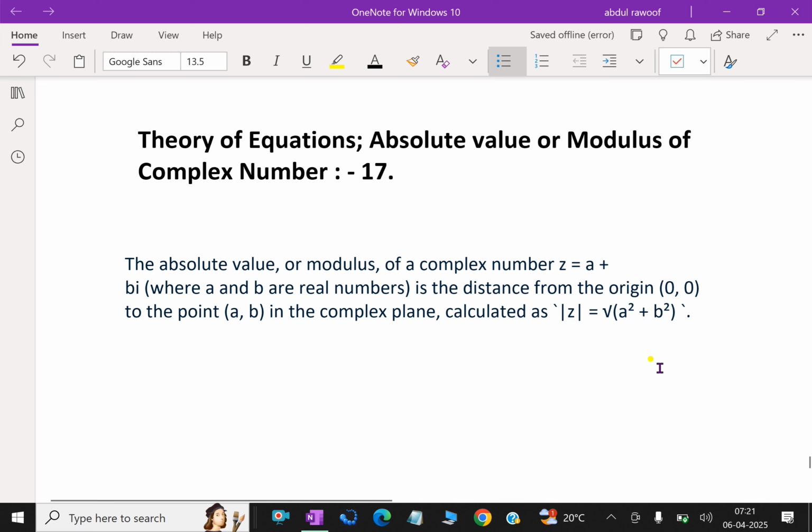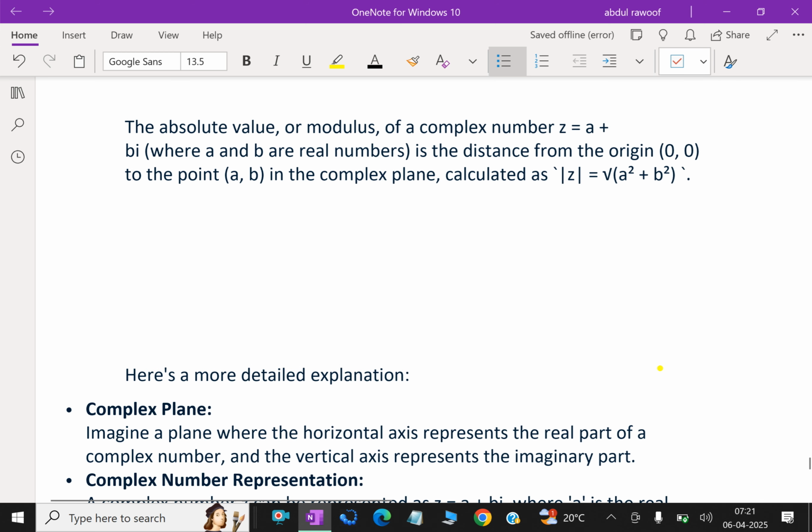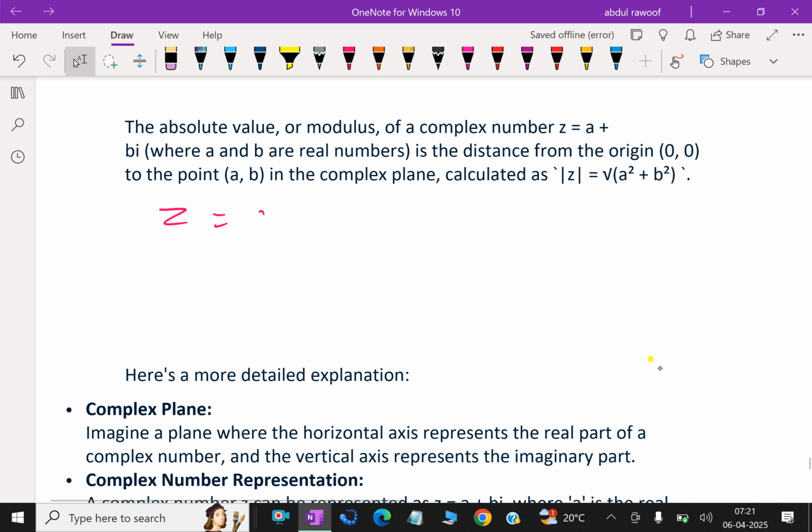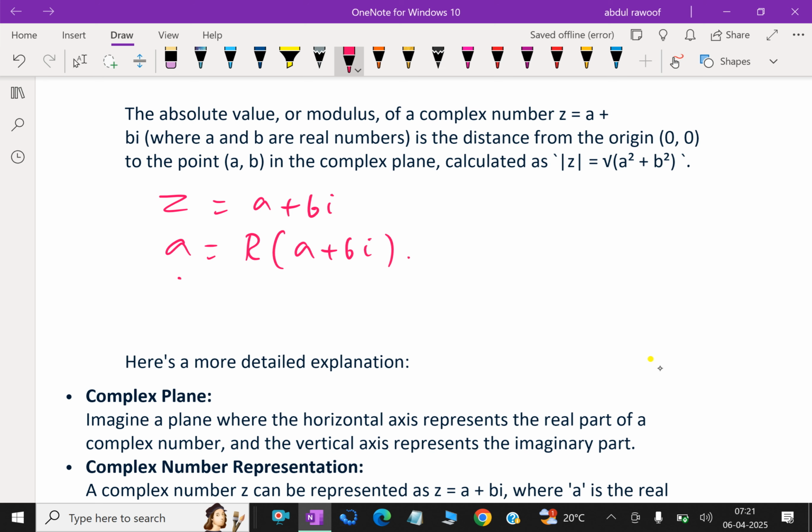Look at here. Now, a complex number z is represented as a plus bi. Here, a is the real part, which we can represent as real part of a plus bi. Then b is the imaginary part, which we represent as imaginary part of a plus bi.